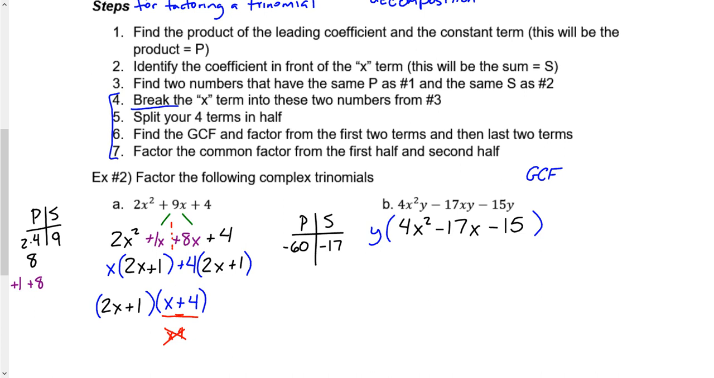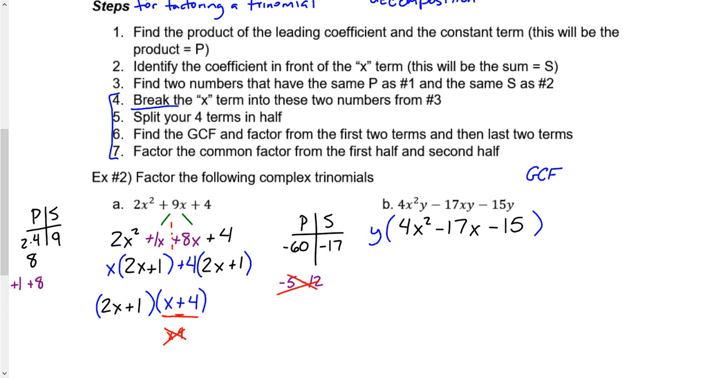So now we need to find two numbers that have a product of negative 60 and a sum of negative 17. Well, if we're looking at factors of 60, 5 and 12 might work. But the only way we can get negative 17 is to have both of these negative. But negative 5 multiplied by negative 12 does not give us negative 60, which means these two numbers are wrong.